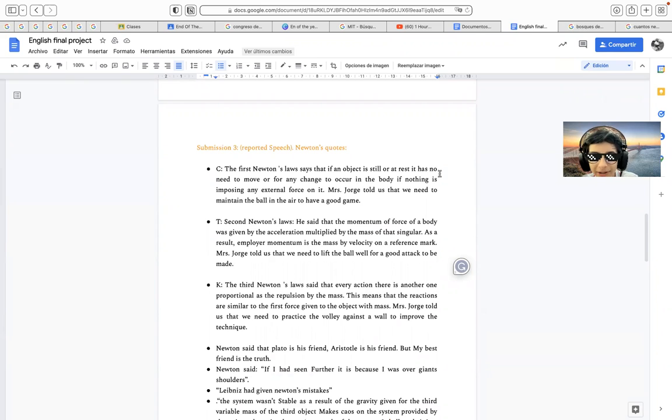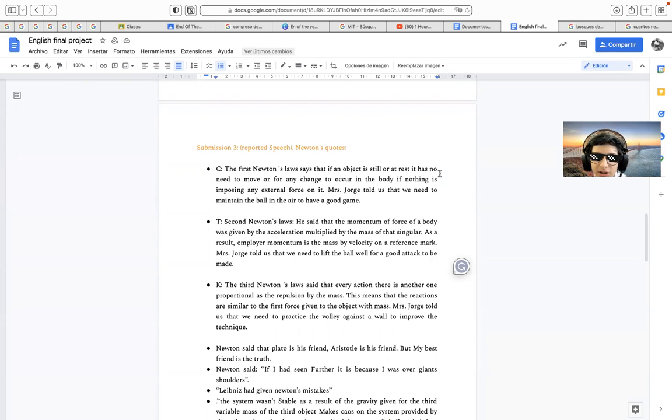So, reported speech and Newton's laws. The first Newton law says that if an object is still or at rest, it has no need to move; no change occurs in the body if nothing is imposing any external force on it.